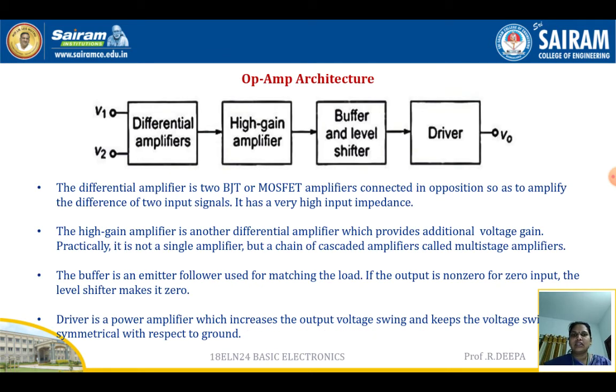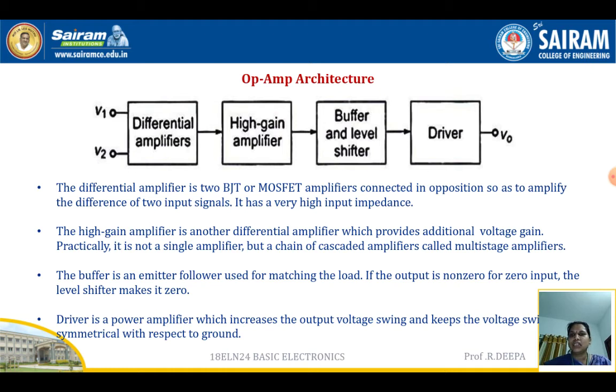So let us study the internal architecture of an op-amp. As we have seen in the symbol, it has two input terminals, the inverting input terminal and the non-inverting input terminal, and at the end of the op-amp you have the output terminal V0. In between the op-amp input and the output we have an architecture defined with the following blocks.